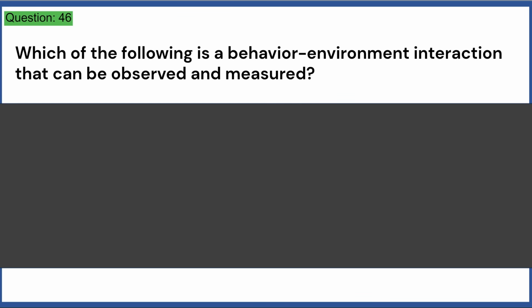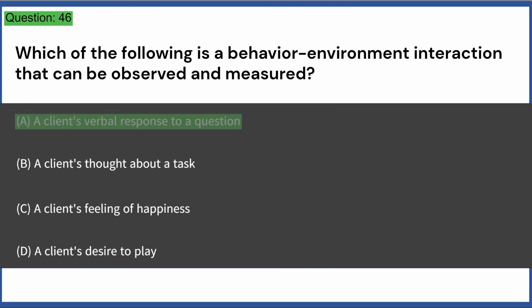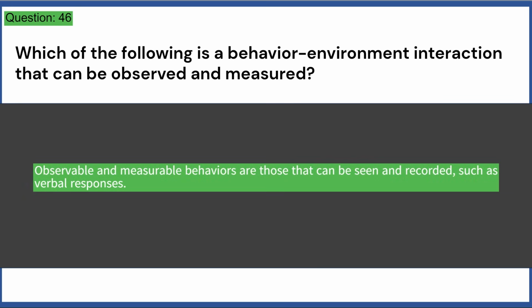Which of the following is a behavior-environment interaction that can be observed and measured? A. A client's verbal response to a question. B. A client's thought about a task. C. A client's feeling of happiness. D. A client's desire to play. Answer A. Observable and measurable behaviors are those that can be seen and recorded, such as verbal responses.